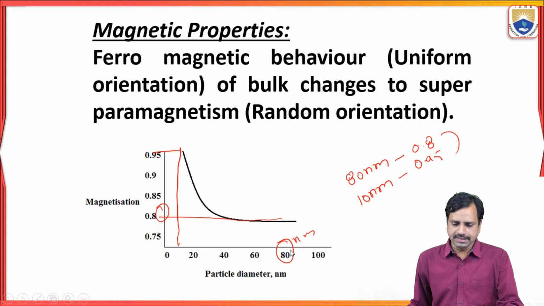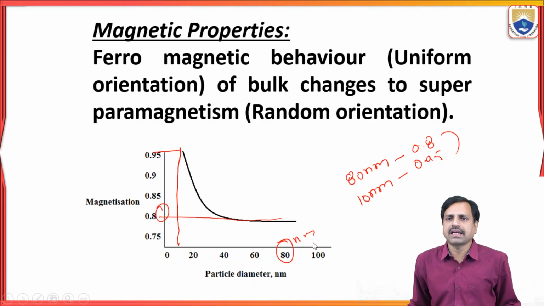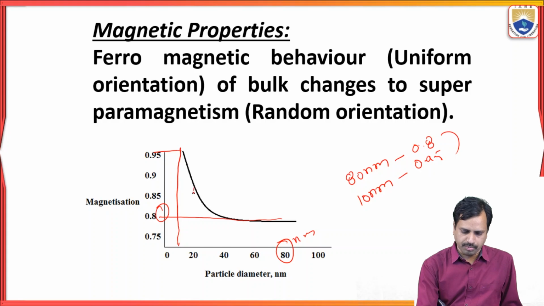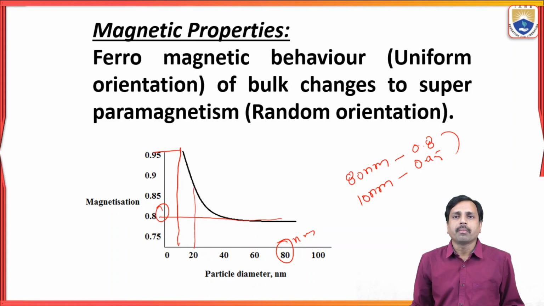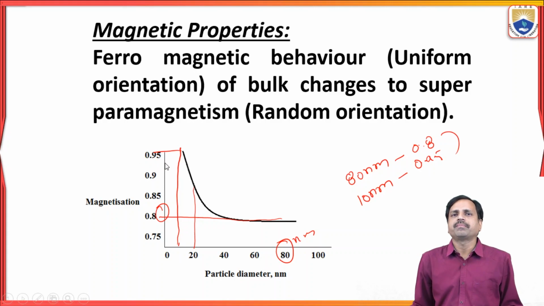So when the particle size is reduced from 80 to 10, the magnetic properties change drastically. When the particle size is 20, there is almost no change. But when the particle size is brought down to 1 nanometer, the magnetic properties change.